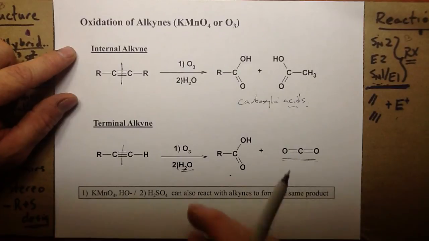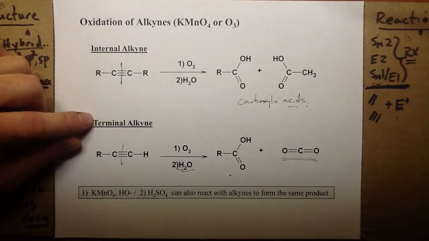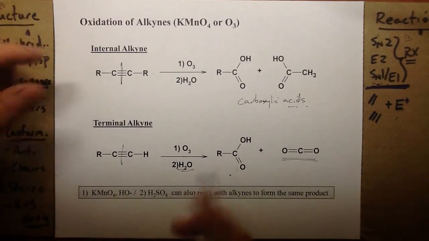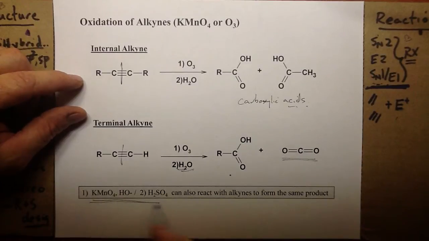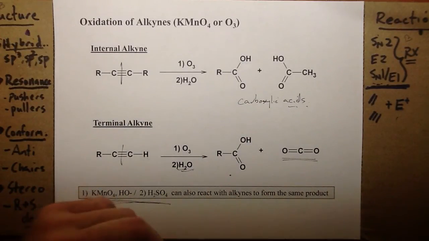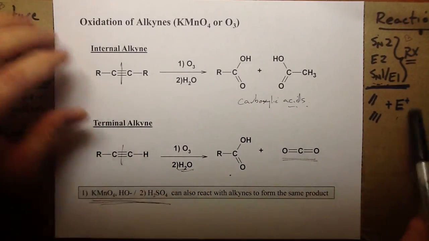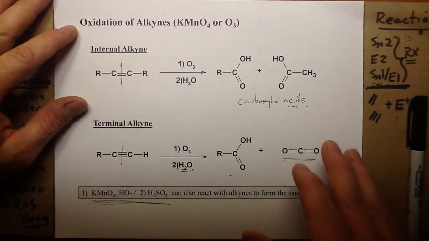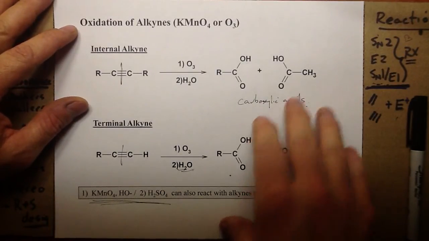Now we can run the same reaction for either internal or terminal. We can run the same, or get the same product, I should say, by using, in place of ozonolysis with water workup, KMnO4, I guess at higher temperatures, hydroxide and sulfuric acid can also be used to give us these products. Well, that's it. That's our second video on alkynes, looking at what products we can form or what reactions we can have of alkynes.